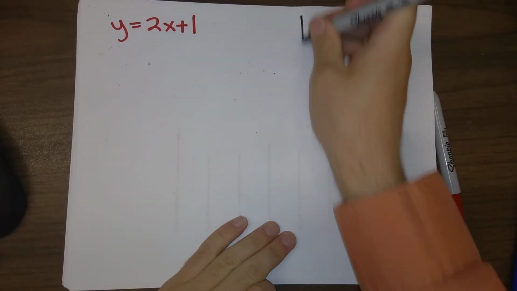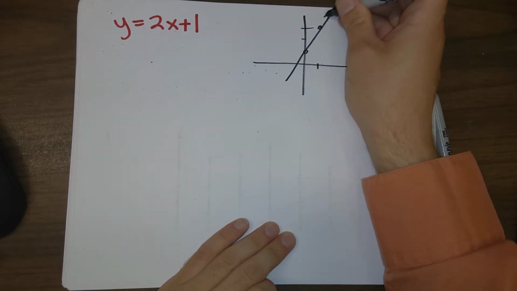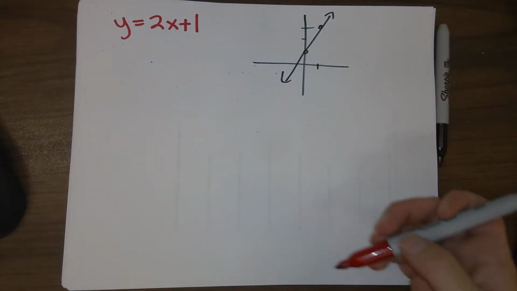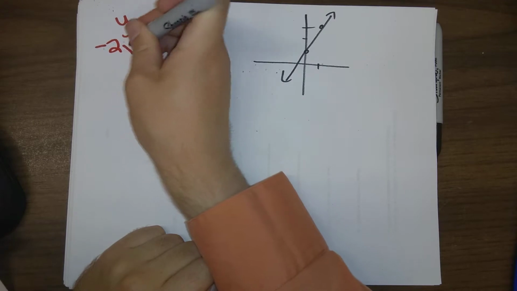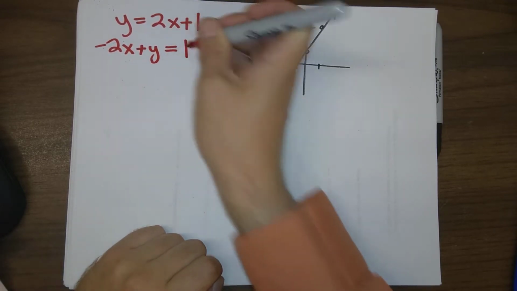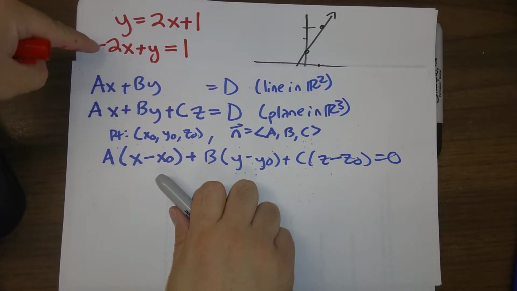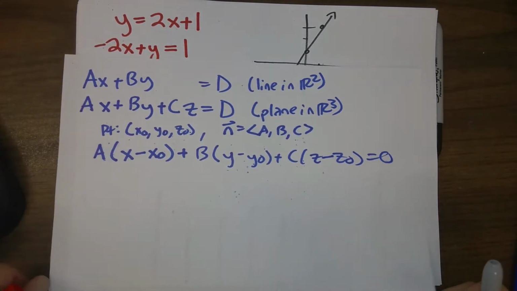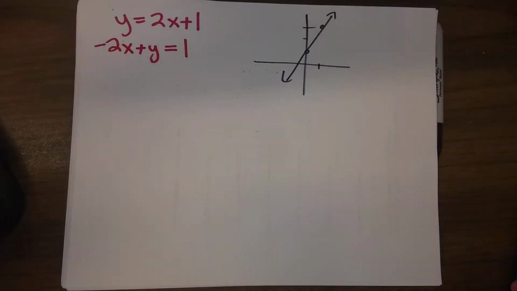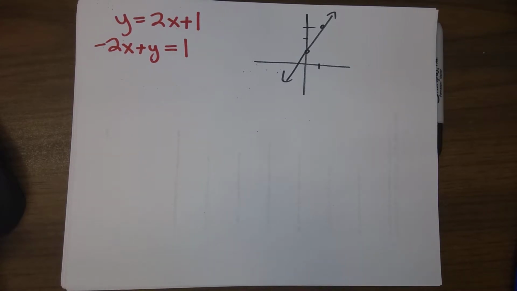So without too much difficulty, we can graph it. Maybe we should make it look more like the form that was on our previous slide. So minus 2x plus y is equal to 1. So now that matches up with what we have here. So a would be minus 2 here, b would be plus 1, d would be plus 1. So this is, I think the term here is standard form. So this is a different equation for the line.